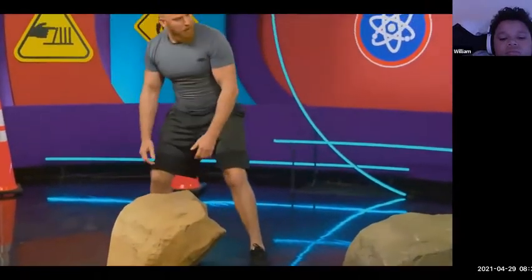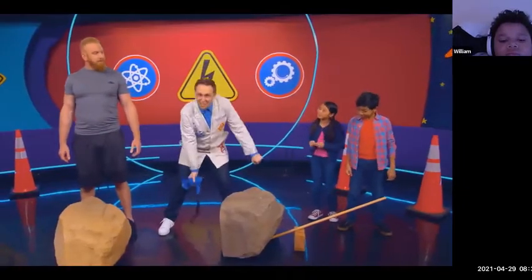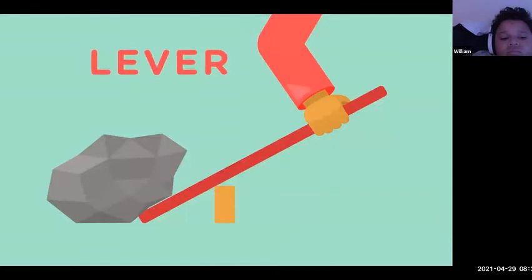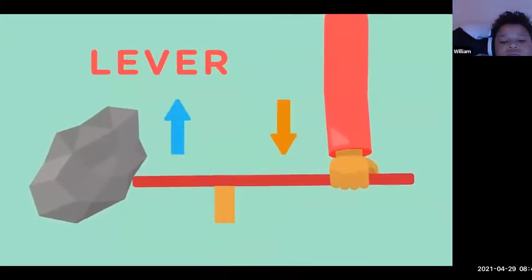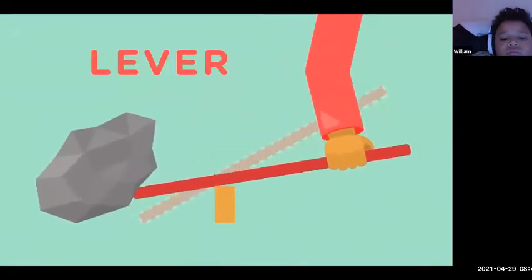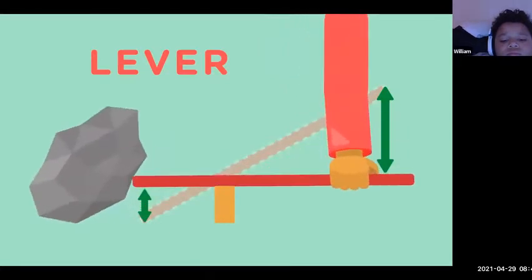We got it! Yes! Great job! With the help of the lever, you were able to use less force to lift the rock. But you had to do it over a longer distance compared to lifting with your hands. You impressed my muscles.